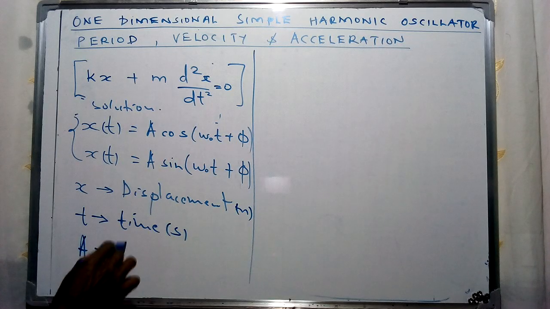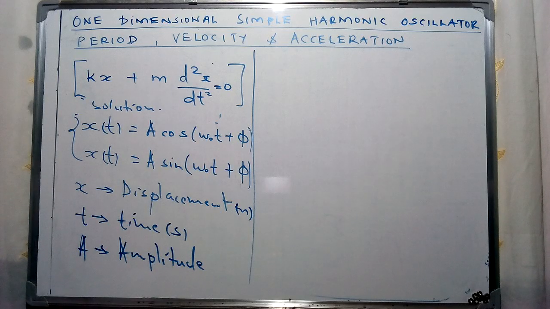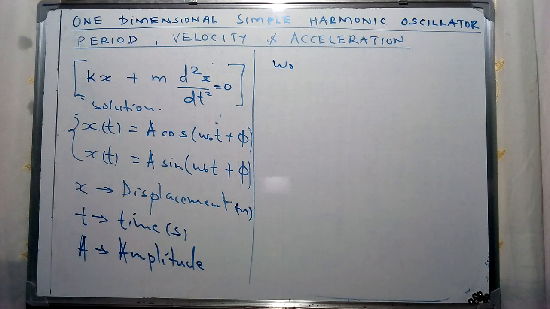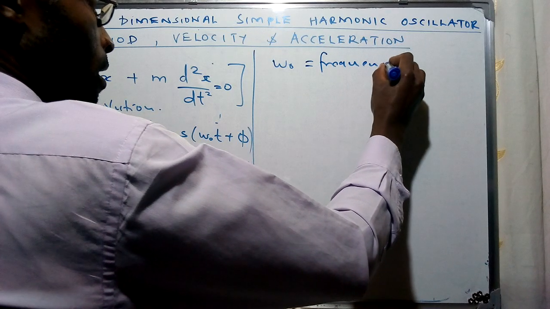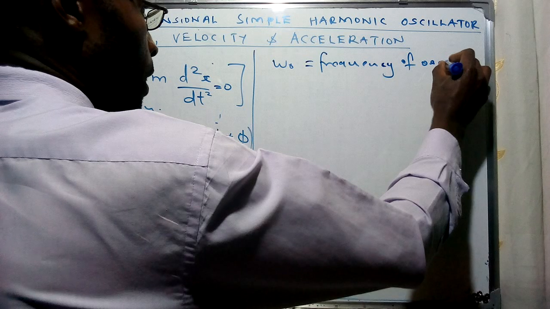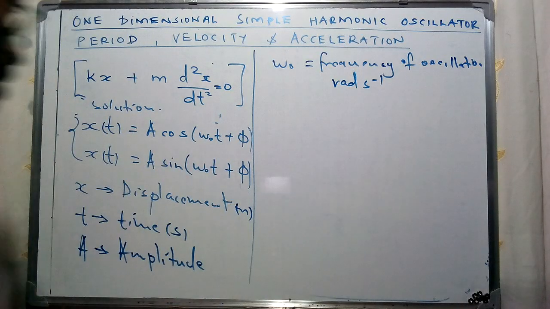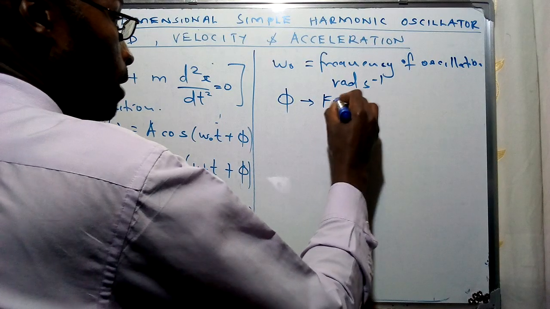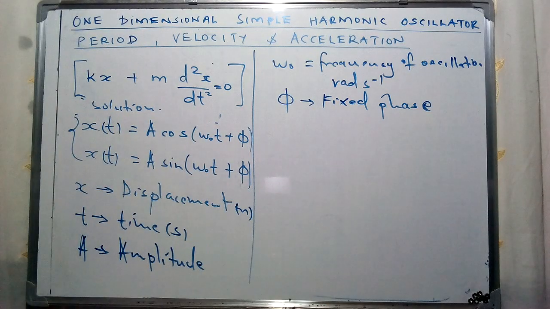And then A represents what we refer to as the amplitude of that specific wave. And then we're going to have omega naught, given as the frequency of oscillation. This frequency of oscillation is going to be given in terms of radians per second. And then we're going to have phi, which is going to be a fixed phase. So these are going to be represented using these two specific equations of motion, which we have described for a wave.